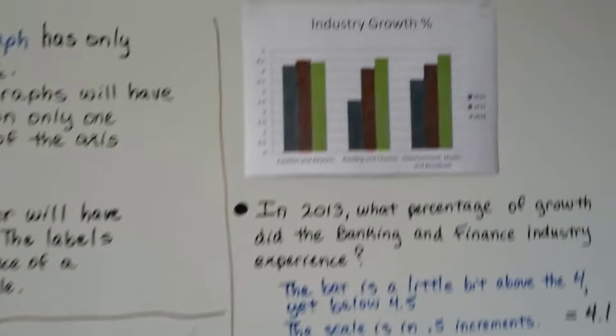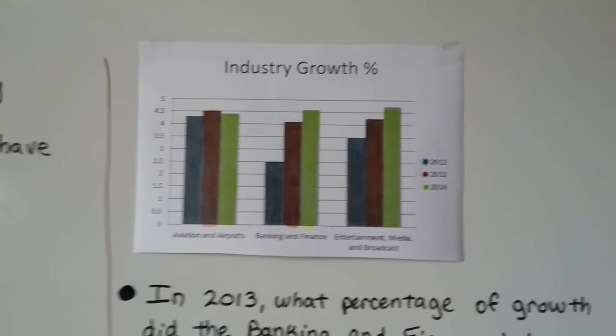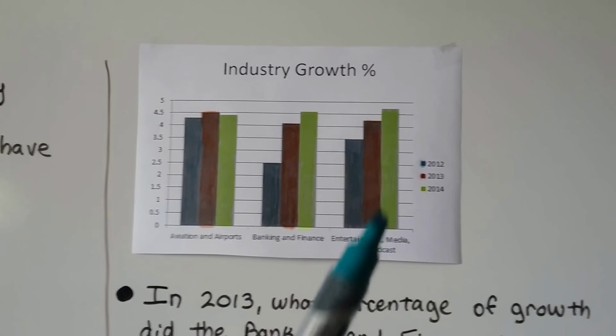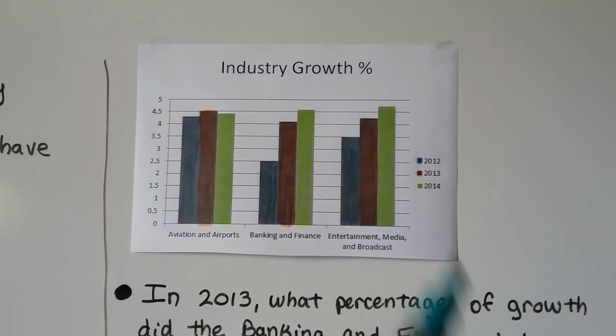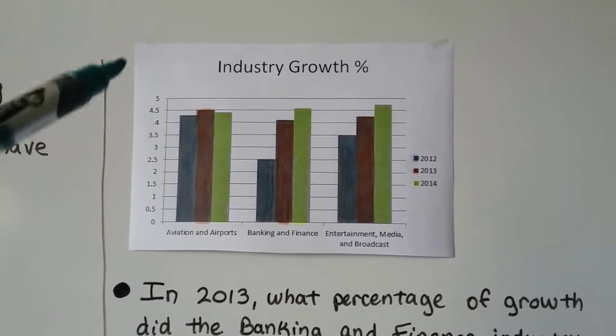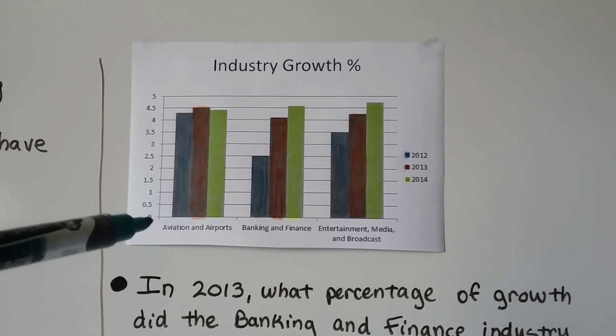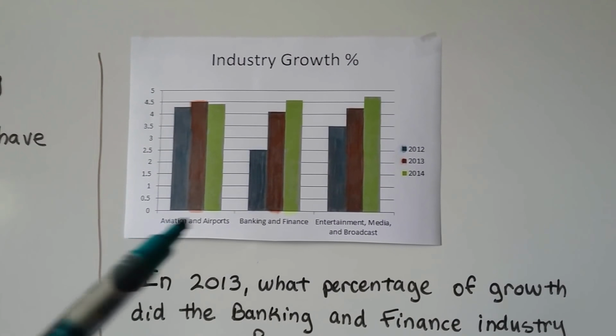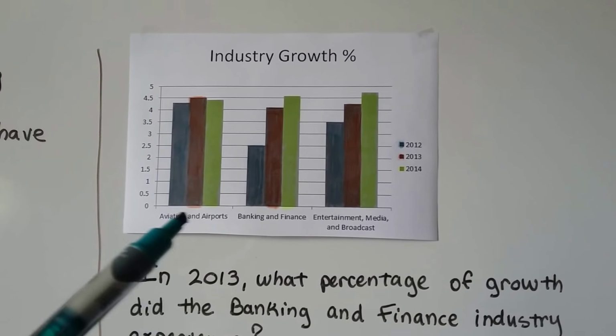And take a look at this one. This is a chart of industry growth %. And we've got 2012, 2013, and 2014. And 2013 is the brown one. And we can see that these go up by increments of 0.5. And down here, it's labeled what each group is.